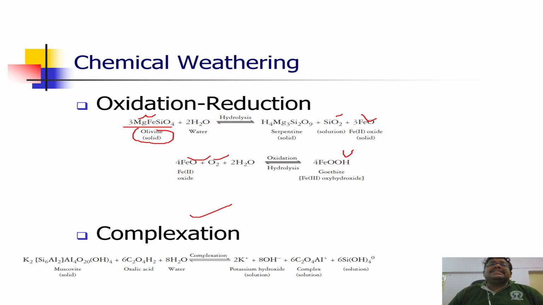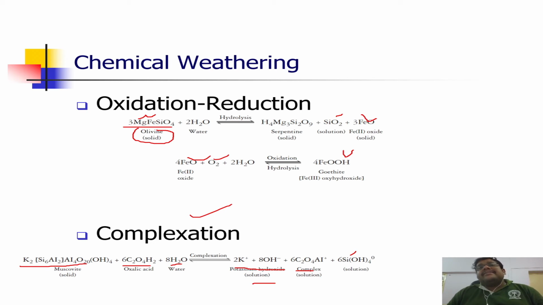Another reaction is called complexation. As you can see, the muscovite is reacting with oxalic acid and water through the complexation process, and they are producing potassium hydroxide, which is present in the solution, and also a complex of carbon, oxygen and aluminum, and you can see this fraction is coming into the solution. So you can see this complexation process is also very important for breaking down the original primary mineral composition and forming a totally new and different mineral composition.